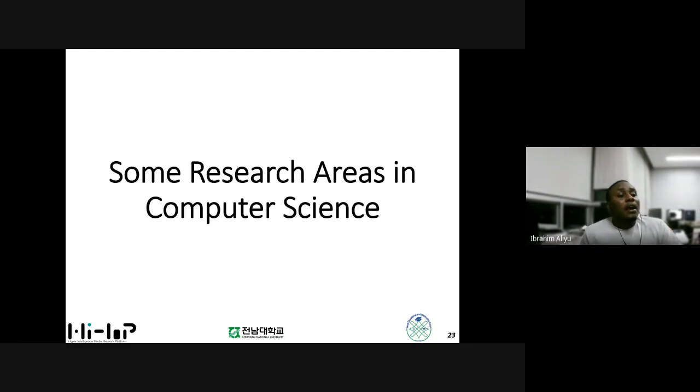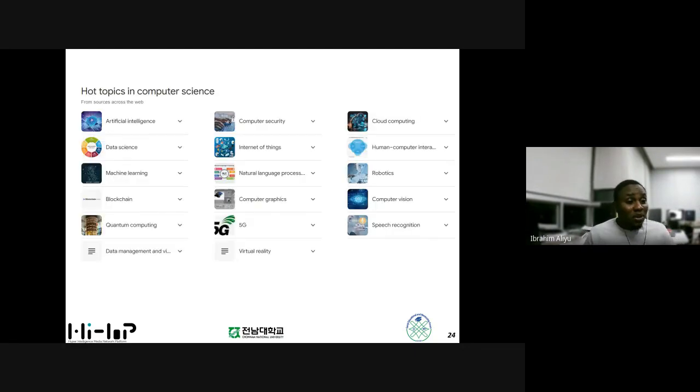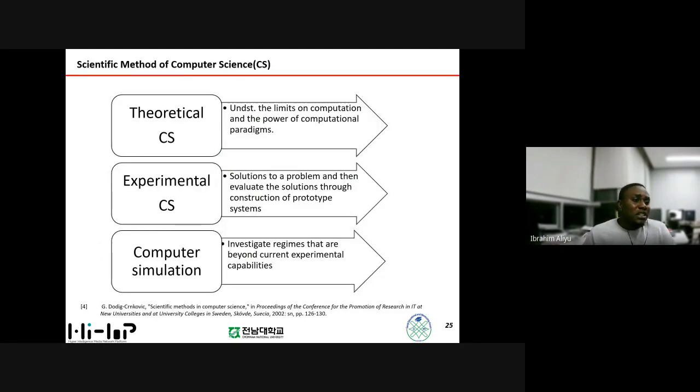So, some research areas in computer science. A simple googling of hot research topics gives me this. Which area do you want to go into? Sometimes you have to talk to your advisors in the school and so on. But we know there is AI, data science, computer vision, and so on. There are so many areas you can find on the internet. But what I'm interested in is the scientific methods we use to carry out this research. We have theoretical, experimental, and computer simulation. This is what we do mostly in the domain, and you can find it in the reference there.